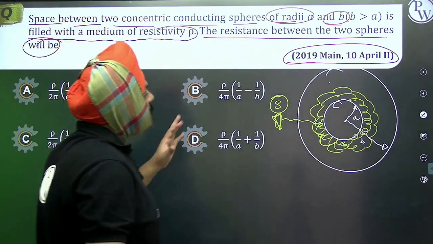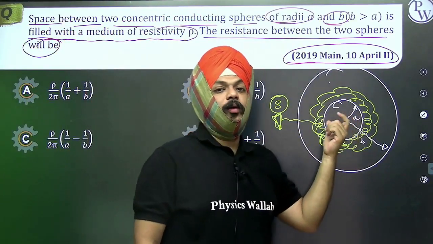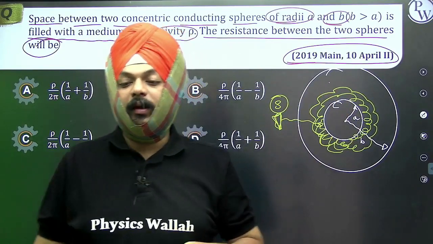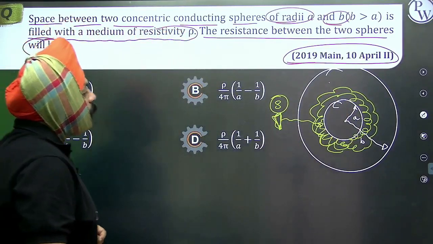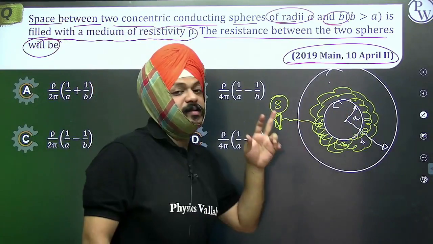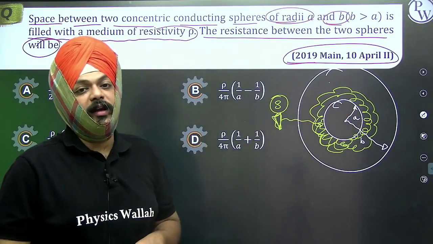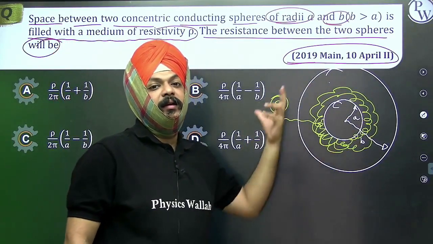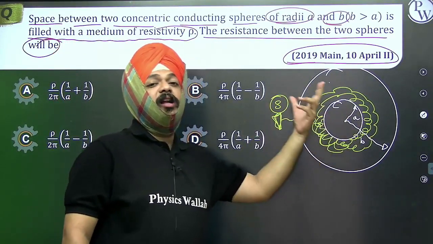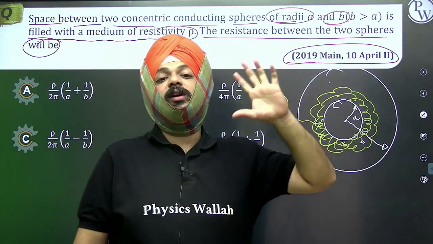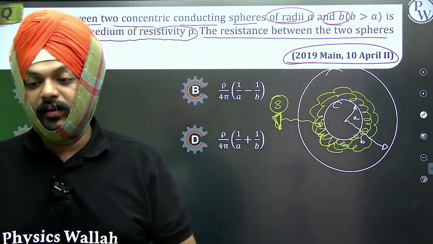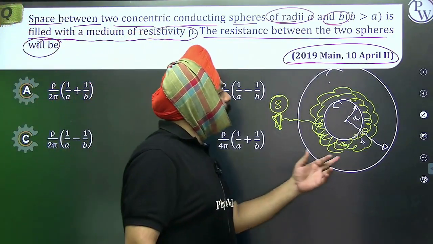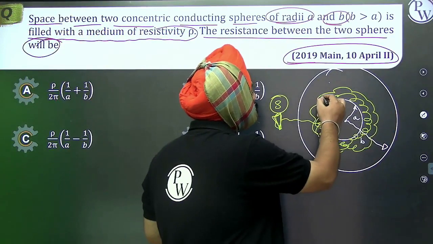So here this is the situation. The radius of the smaller sphere is A and the radius of the larger sphere is B. Now, to find this resistance, first of all we need to select one current element, or one elemental, continuous body having the elemental charge distributed on it.